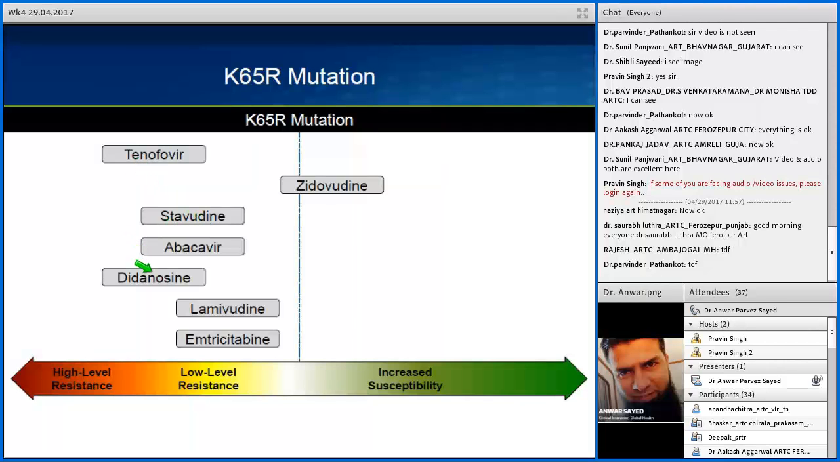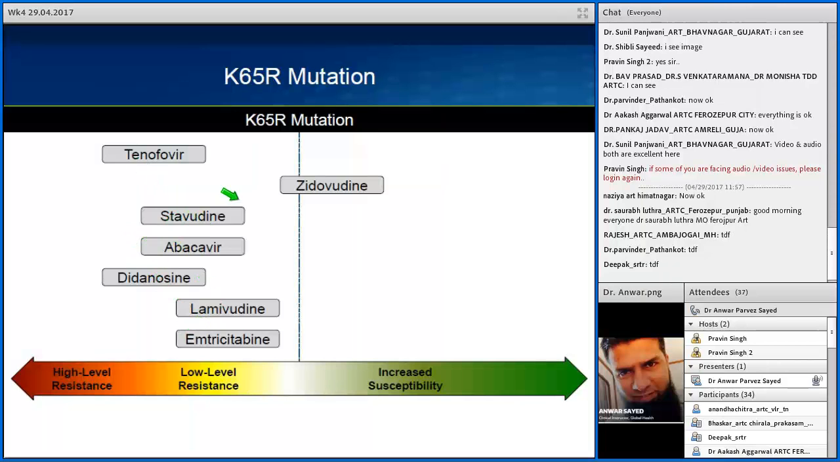Along with that, there will be resistance to the other drugs, like you can see here. But you can still use Zidovudine in those patients as a second line because it has increased susceptibility to Zidovudine. You can see here, this is the susceptible point and it is shifting to the right side. That means presence of K65R causes resistance to Tenofovir, but it will increase susceptibility of the virus to Zidovudine.